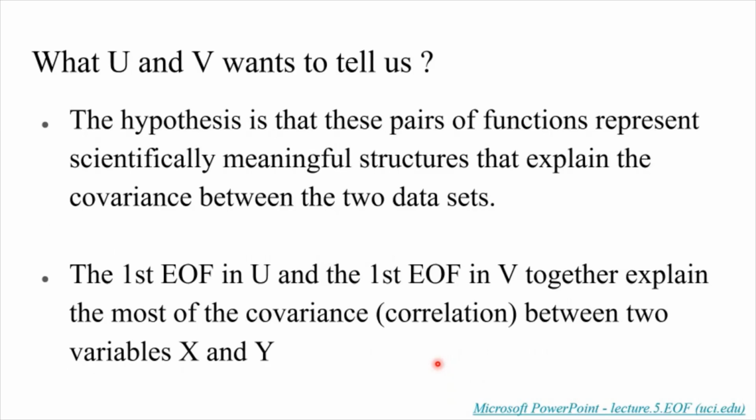So what does this U and V actually tell us? What is their real significance, really? The hypothesis is that these pairs of functions represent scientifically meaningful structures that explain the covariance between the two datasets. For example, the first EOF in U and the first EOF in V together explain most of the covariance or correlation between the variables X and Y.